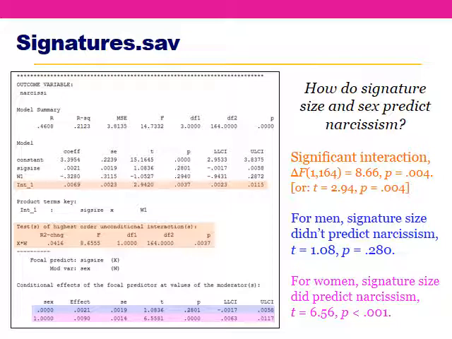So this is the same pattern that we saw when we did this the long way 2 weeks ago, where we did the dummy coding with syntax and we computed the interaction term manually. That took a lot more steps. Process, we just throw everything in and it does everything for us.